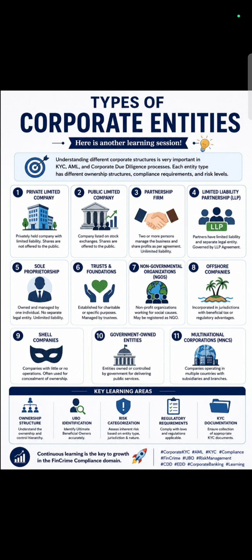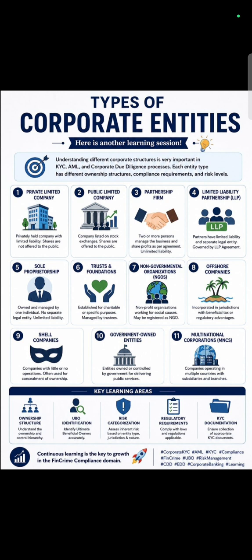Third is partnership firms. So partnership firms are the kind of firms in which two or more persons manage the business and share profit as per the agreement. Unlimited liabilities. Fourth is limited liability partnership, that is called LLP. So in a limited liability partnership company, partners have limited liability and separate legal entities governed by the LLP agreement.